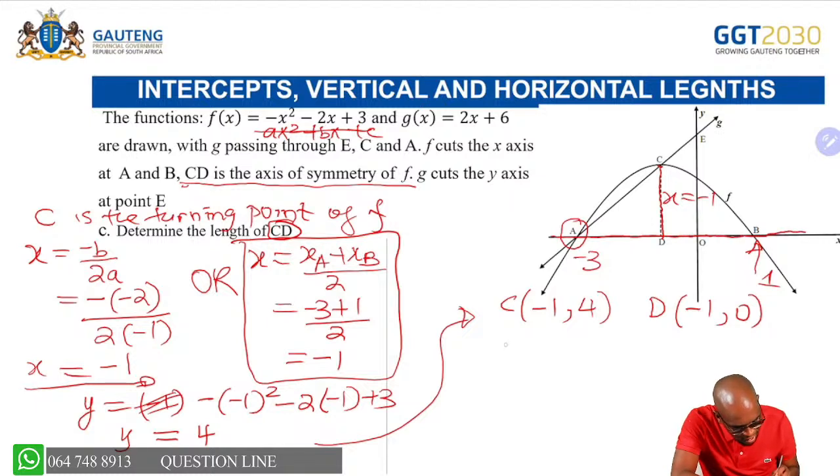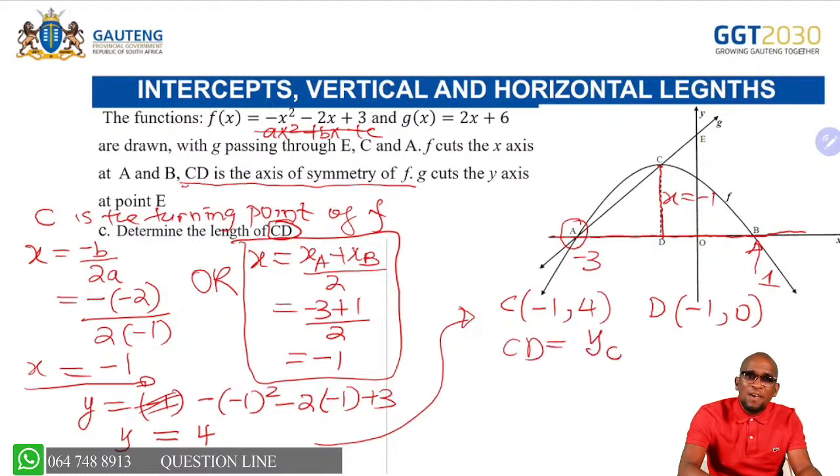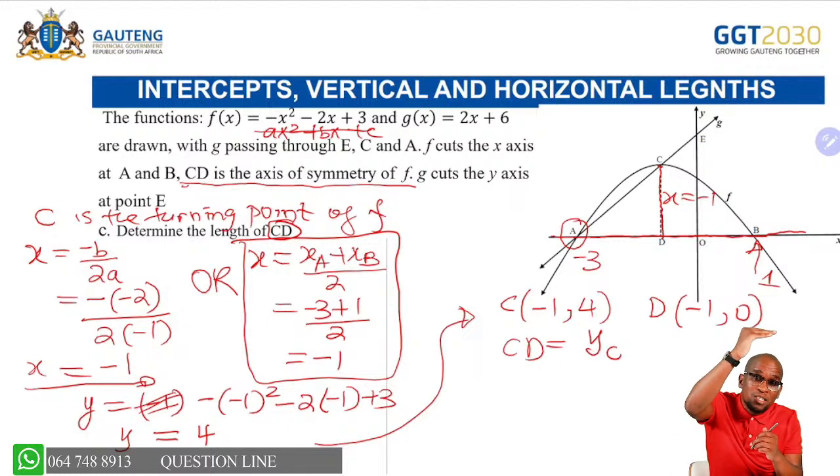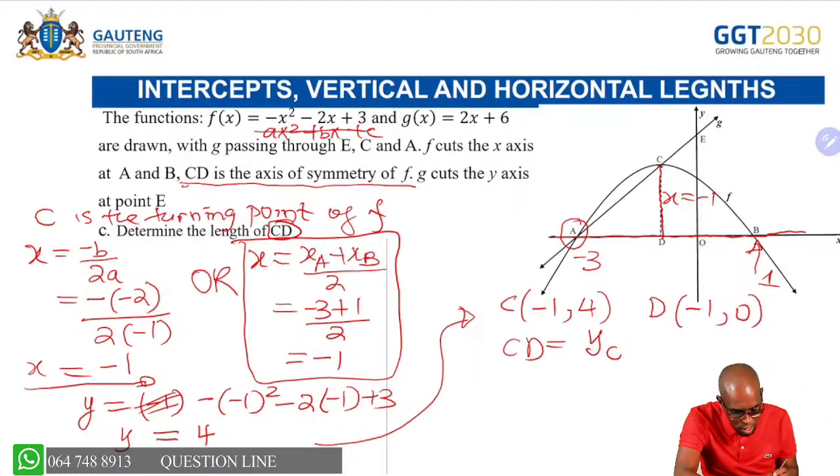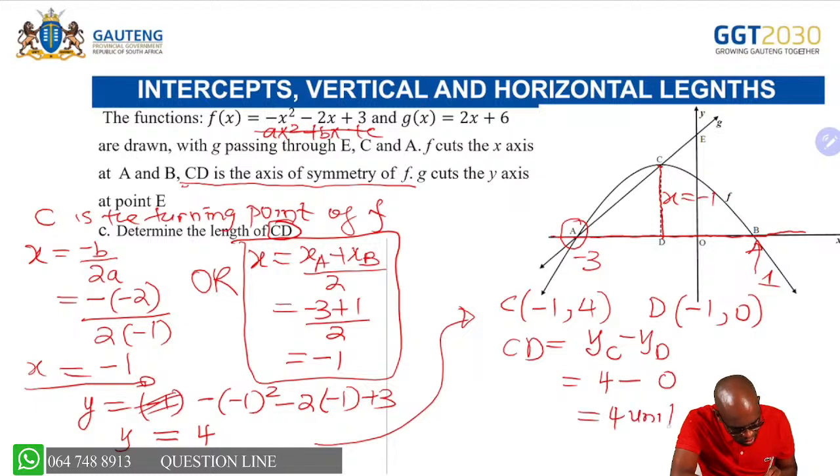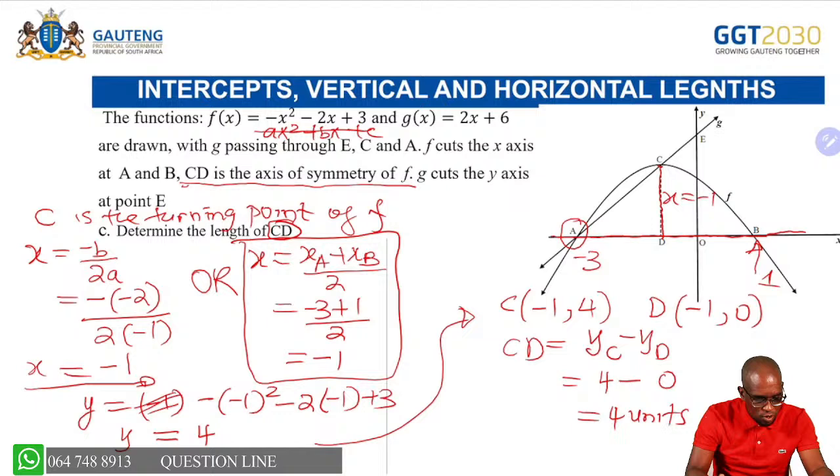Now, I want the length of what? CD. CD would be y top minus y bottom. What is the y value at the top? That would be the y value at C, because C is the one that is above. So I'm taking the y value at C, subtract now the y value at point D. So the y value at C is 4, subtract the y value at D, which is 0. So the length of CD is 4 units. The length of CD is 4 units. Right, we move on, grade 12s.